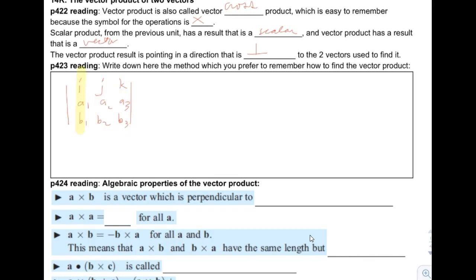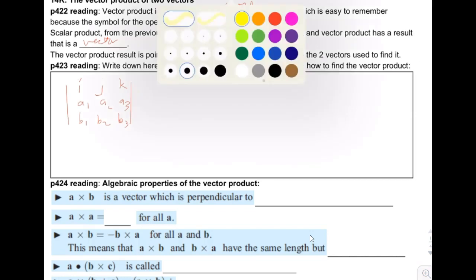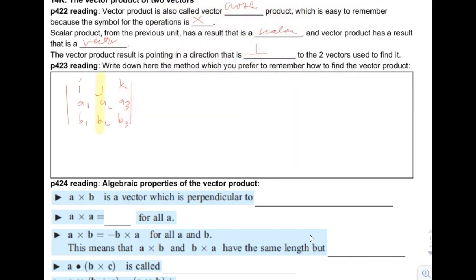The next thing you would do is hide this column, and then you would multiply the remaining elements, A1, A3, B1, B3, in a determinant. So you would do A1 times B3 minus B1 times A3, and multiply that times the unit vector j. And then the last component you would do by hiding this row, and then you would find the determinant of A1, A2, B1, B2, which would be A1 times B2 minus A2 times B1.